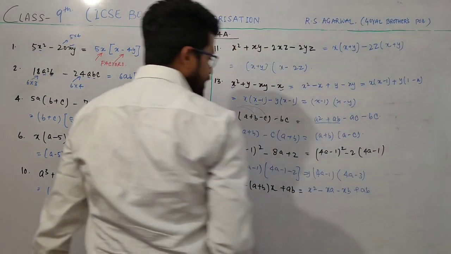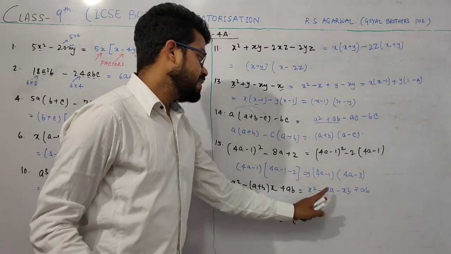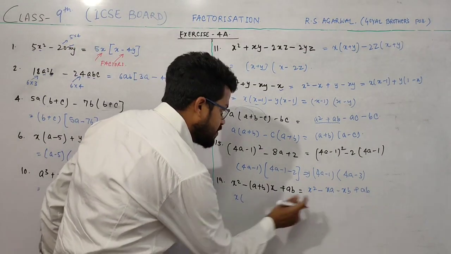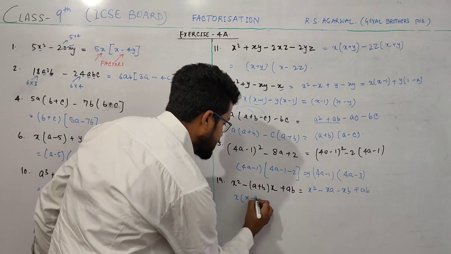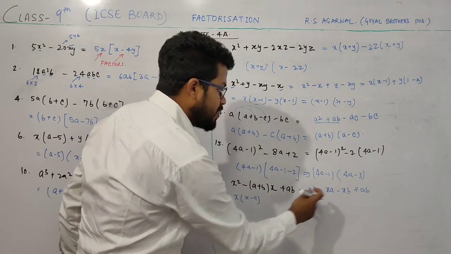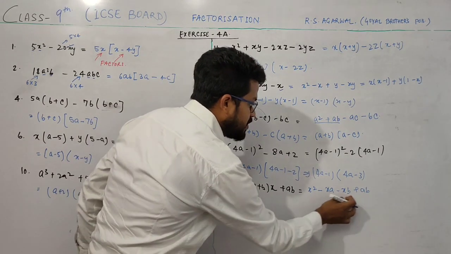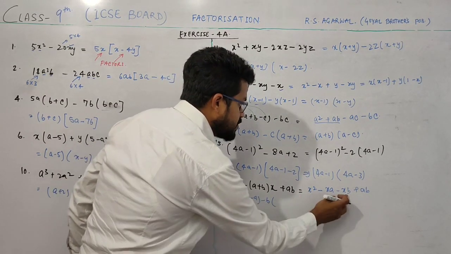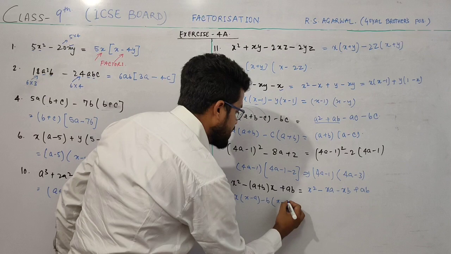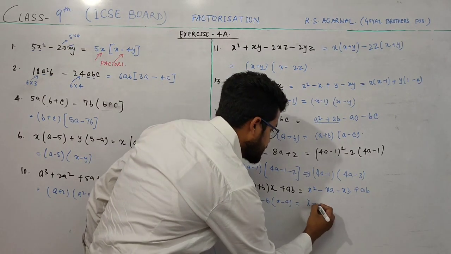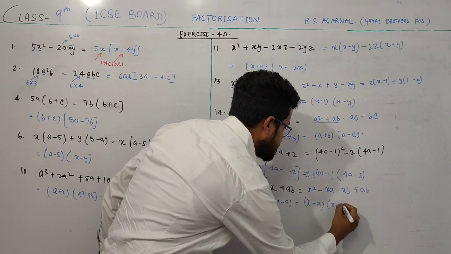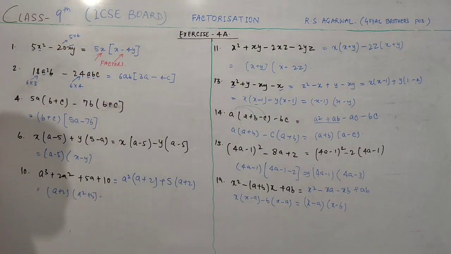Now if I take common x from here, the remaining is x minus a, and again if I take common from both these terms minus b, the remaining is x minus a. So this is x minus a and x minus b. So this is question number 19. Okay. Now question number 20 is very similar. Question number 21 is also very easy.